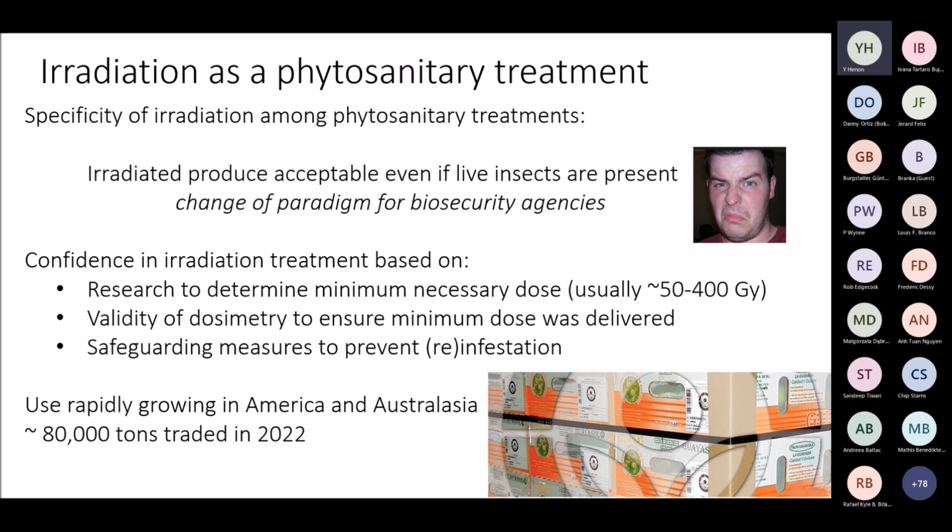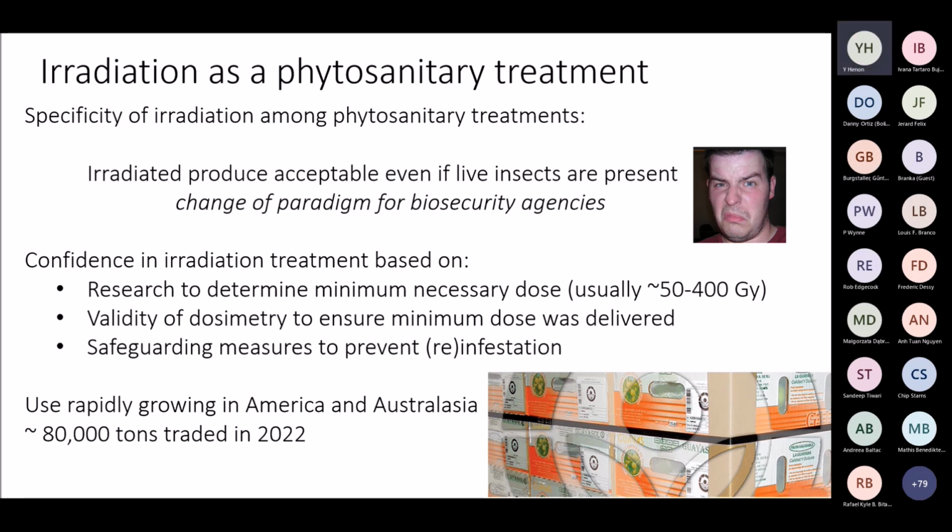But you want the dose to be as low as possible, because the lower the dose, the less effect you will have on the product itself. But you must be sure that the minimum dose is there to achieve the wanted effect. So the fact that a product has been properly treated, but there are still live insects in it, is really a change of paradigm and a shock to many biosecurity inspectors, quarantine inspectors, because their background is that a product is okay if there are no live insects in it. And it's not the case with irradiation. So you can have live insects, but they will be sterile. And 20 years of experience have shown that this works indeed.